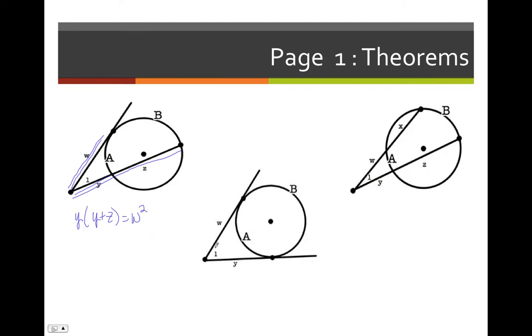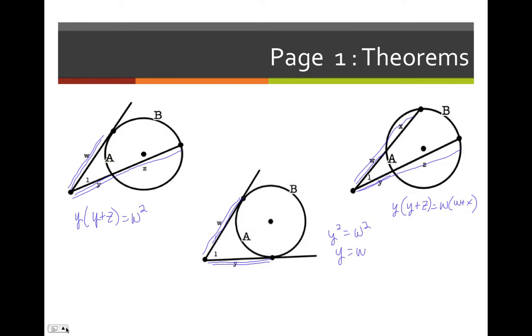Over here, if we look at the lengths of the chord, notice that you have the outside times the whole, which is just Y squared, Y times Y. And then the outside times the whole here would be W squared, but you could take the square root of both sides and simplify that with just Y equals W. Here, the outside times the whole is going to be Y and then Y plus Z equals the outside times the whole, which is W times W plus X.